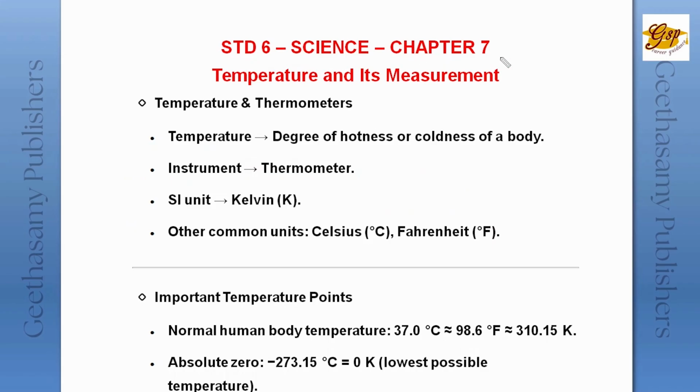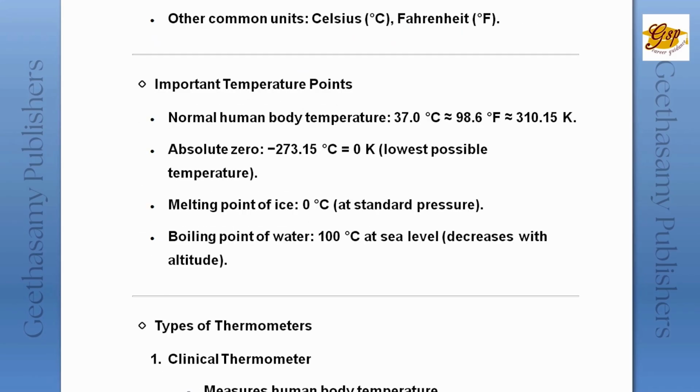Standard 6, science, chapter 7, temperature and its measurement. Temperature is the degree of hotness or coldness of a body, and the instrument is the thermometer. The SI unit is Kelvin; other common units are Celsius and Fahrenheit. Important temperature points: normal human body temperature is 37 degrees centigrade. Sometimes we say 36.9 degrees centigrade also, and 98.6 Fahrenheit or 310.15 Kelvin. Absolute zero is minus 273.15 degrees centigrade or 0 Kelvin, the lowest possible temperature.